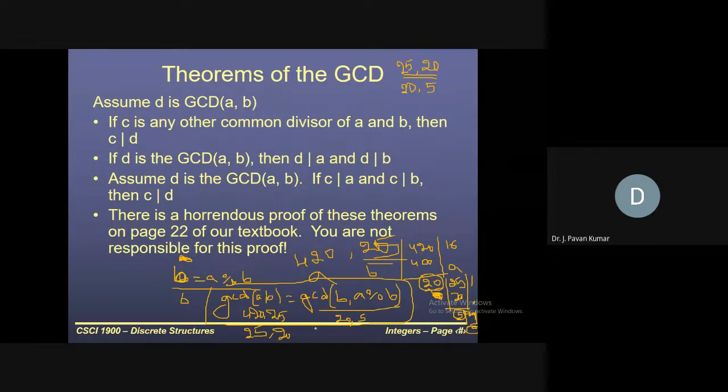Now if you substitute the same thing, 20 and 5, what is the A value? 20. What is the B value? 5. Now GCD of B is 5, so GCD of 5 comma 20 mod 5. 20 mod 5 is 0. Yes or no? 20 mod 5 is 0. Then we can stop here. What is the B value?